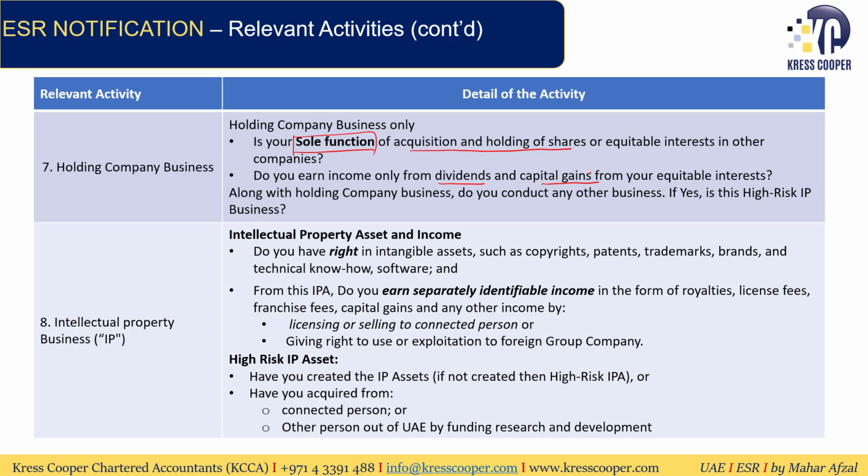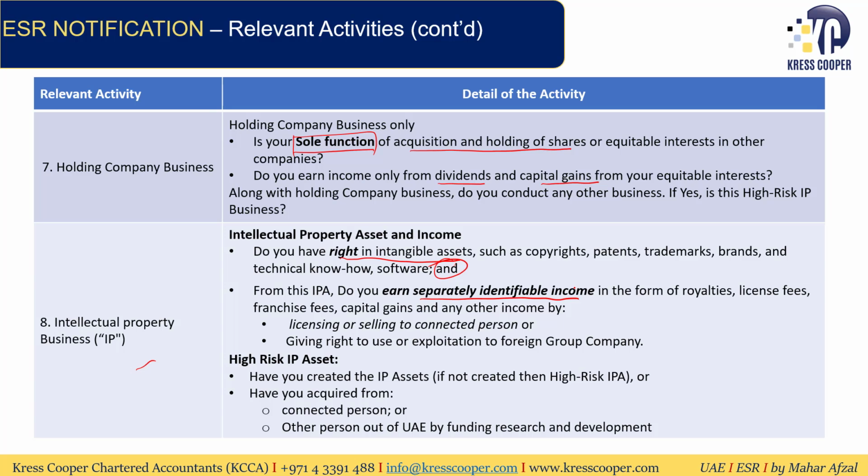If the licensee is conducting any intellectual property business, then we need to look at whether the licensee has a right in the intangible assets, and whether the licensee is earning separately identifiable income from the intellectual property asset. If both of these conditions are satisfied, then we'll say the licensee is in the intellectual property business. But this might be a high risk intellectual property business, or it might be a normal intellectual property business.